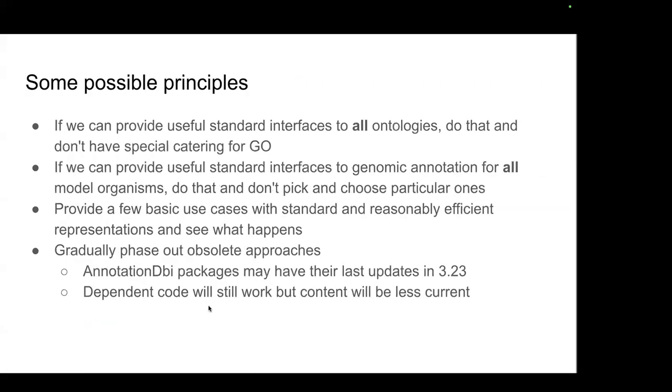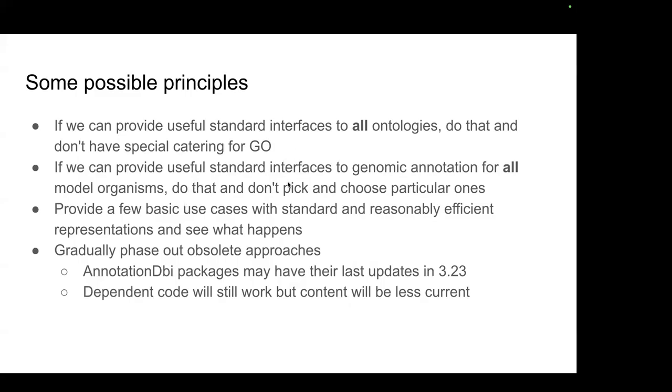So I want to see if we can do things a little differently. And the phrase "get out of the way," I think I would thank Wolfgang for using it in one of our tab meetings. If I can do something that's more comprehensive but simpler, I should do that. And it turns out that we can deal with all ontologies in a very effective way, and don't have any special catering for gene ontology versus cell ontology, et cetera. So if you can do this for all of them, just do it. And likewise, if you can get standard interfaces to genomic annotation for all model organisms, let's say all those recognized by NCBI, just do that and don't pick and choose particular ones.